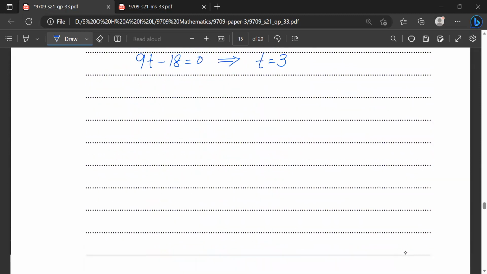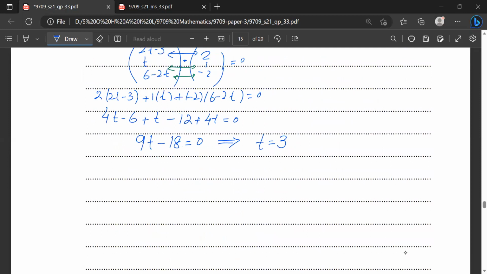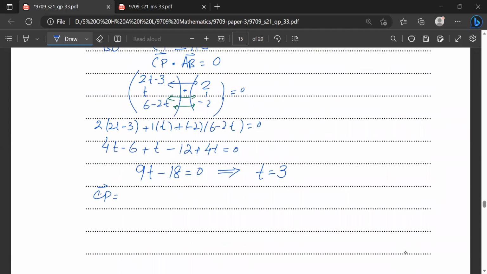Therefore, CP vector is 2t minus 3, t, and 6 minus 2t. 3 to the 6 minus 3, this is coming as 3 to the 6. Sorry. This is not 3, but 2.